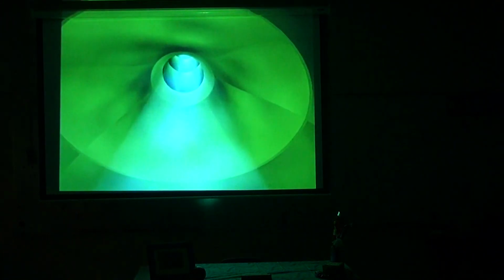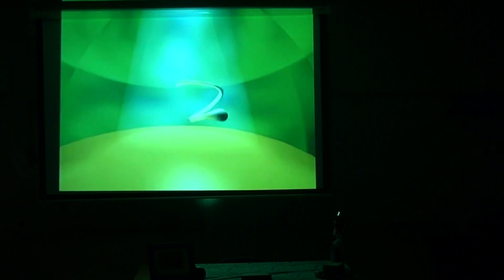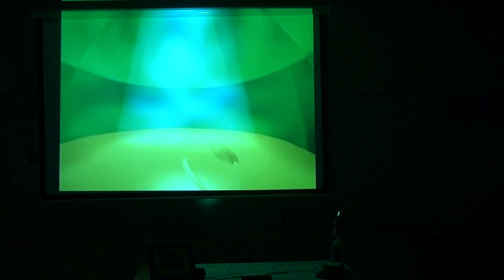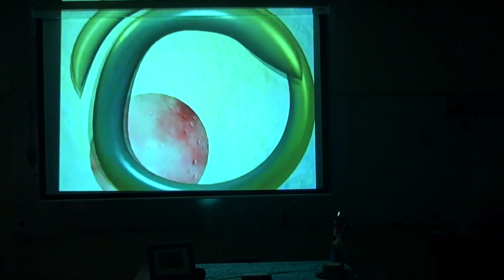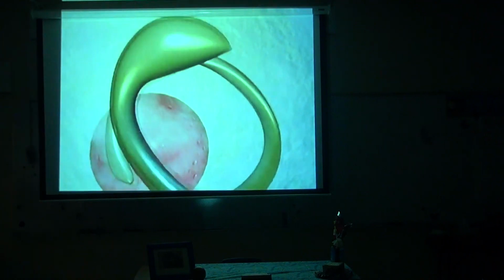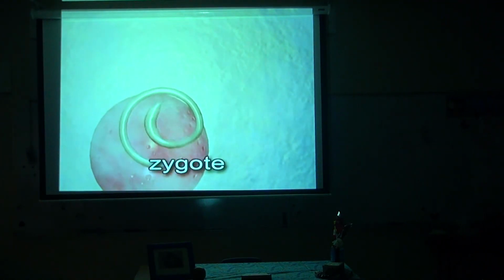I'm getting dizzy. The first sperm to arrive enters the egg cell. Fertilization is completed when the sperm and egg nuclei fuse, creating a diploid zygote. Diploid. Two sets of chromosomes, right?